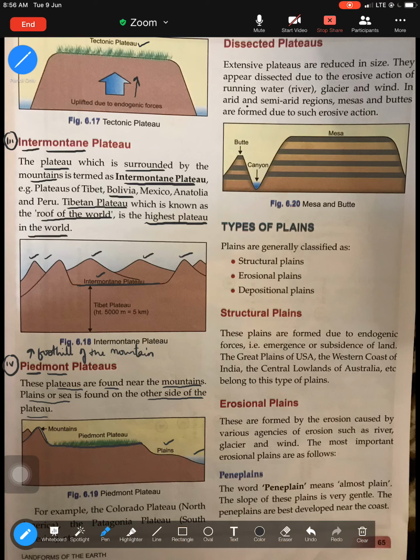So the plateau which is near the mountain or the foothill of the mountain, surrounded by plains or sea on the other side, is known as your Piedmont Plateau. Example is the Colorado Plateau. Please learn one example for each type of plateau.